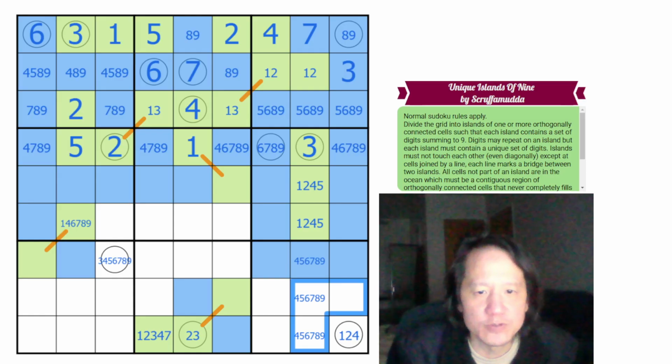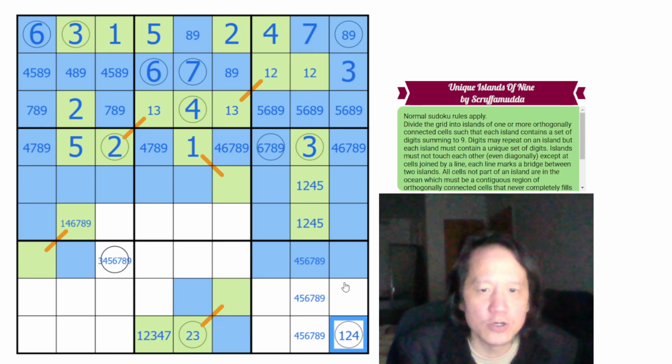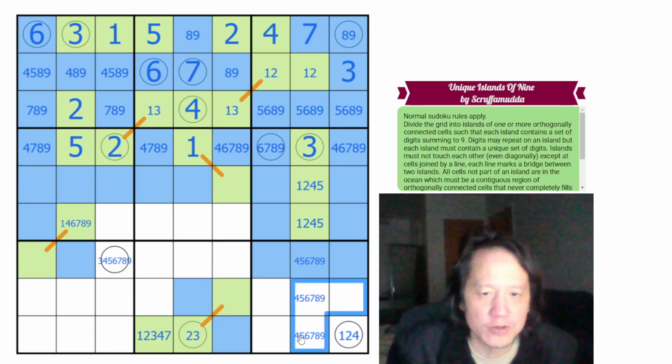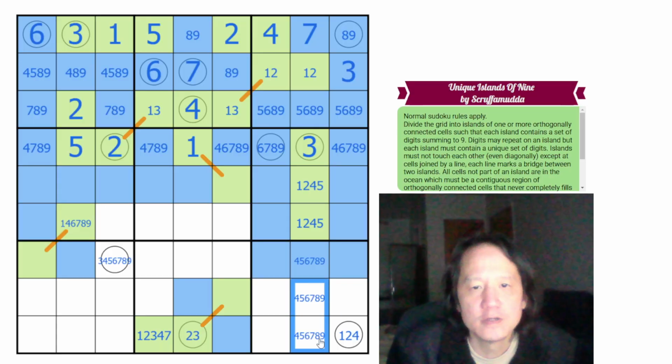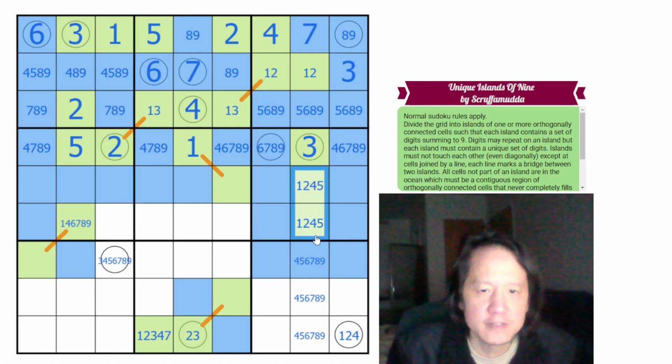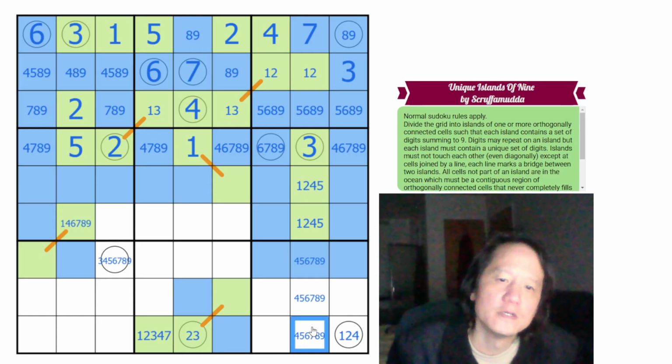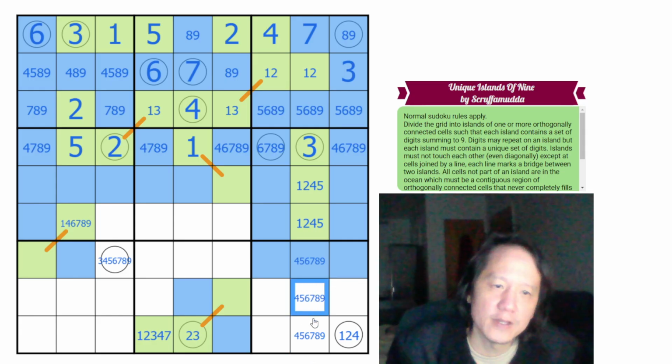But that's not possible. Because if this were ocean, again, the island would have to surround it, and therefore this would be at minimum 4 and 5, which actually couldn't even be that, because that would eliminate all possibilities for this set of 3 digits. Therefore, this would be at minimum 4 and 6, which is 10. And that can't be an island. So one of these 2 cells is an ocean.